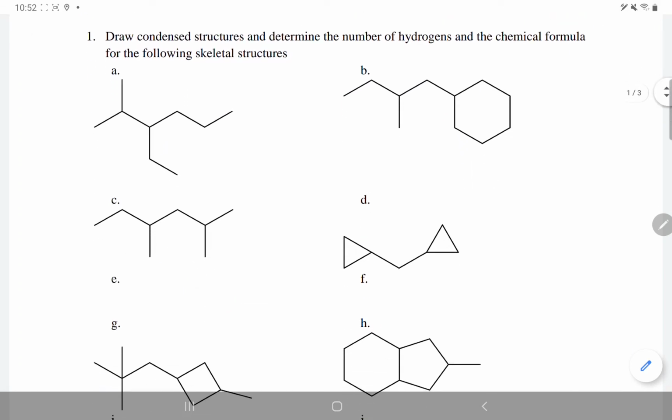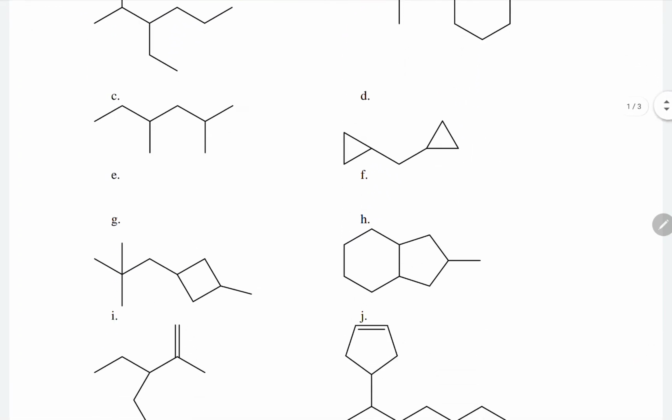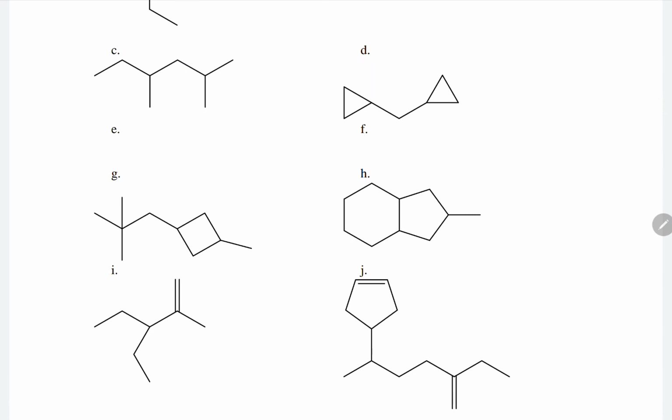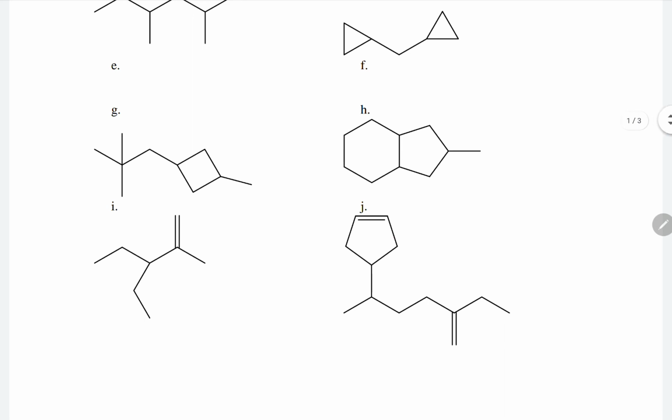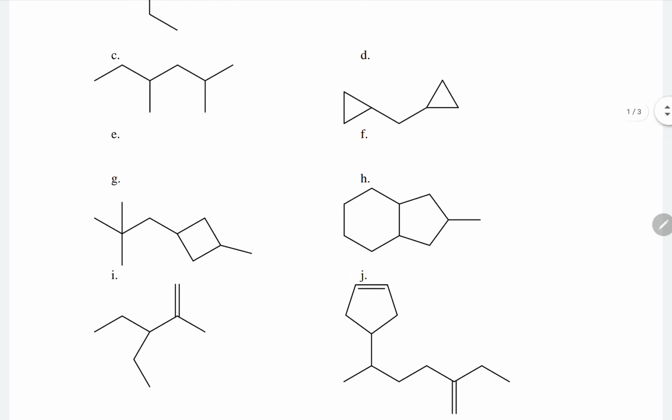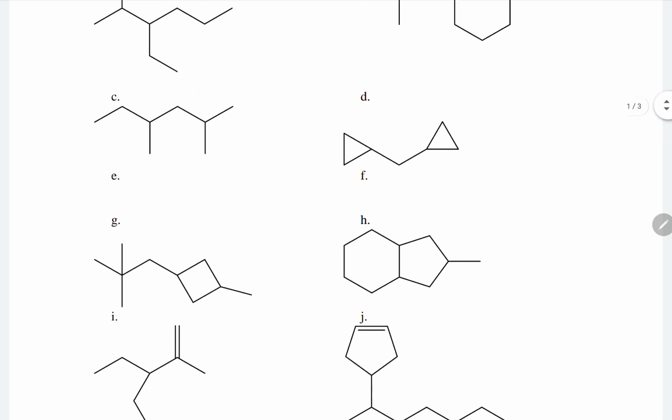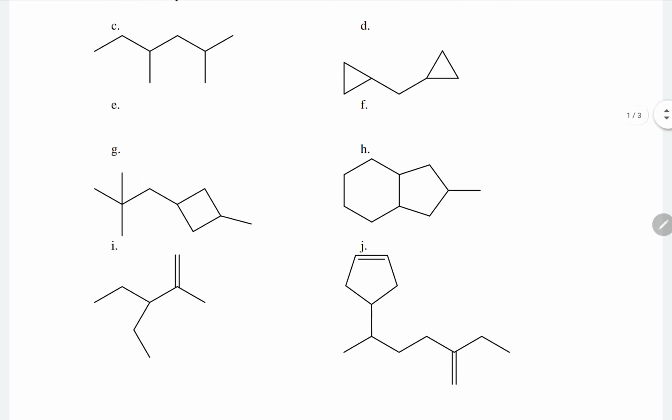In the next example, let me try something with a ring and a double bond maybe. We can try D. Okay, let's try D because, you know what? Let's try J. J is the most complicated one. I wanted to leave it for you guys, but I think it is better to explain J rather than you trying it.